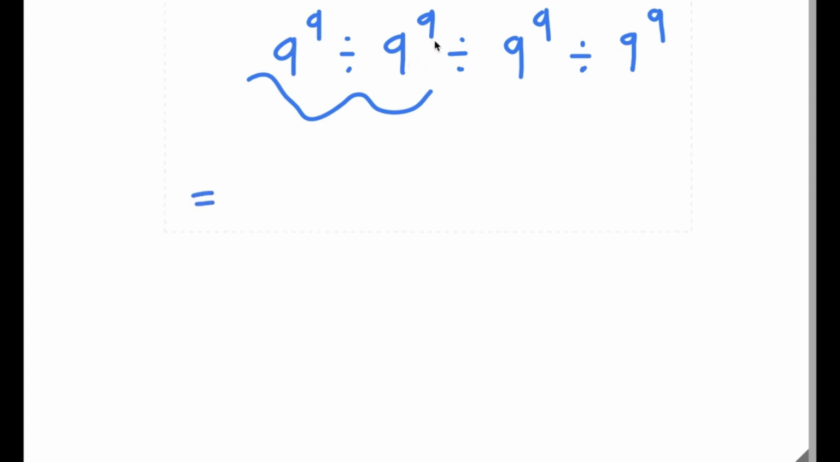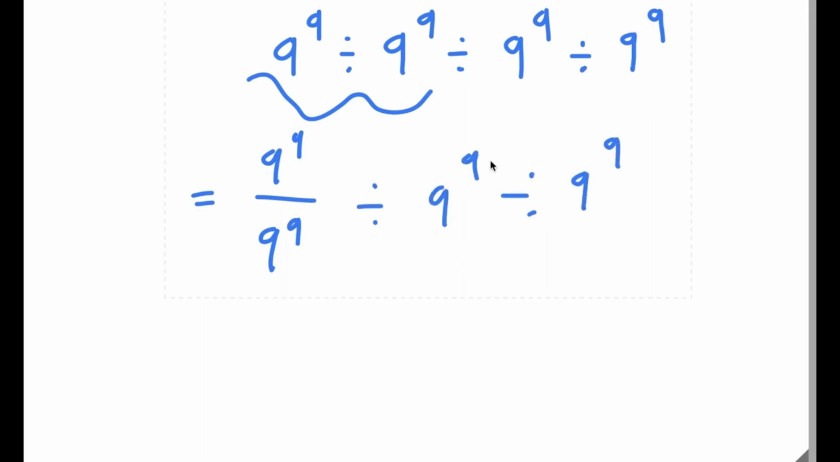Well, 9 to the power of 9 divided by 9 to the power of 9, that's simply 9 to the power of 9 over 9 to the power of 9. So I have this divided by 9 to the power of 9 divided by 9 to the power of 9. Now, remember, we have to go in order because of PEMDAS. So we can't just switch these out. We can't just do this divided by these two. We have to go in order. So what comes first is 9 to the power of 9 divided by 9 to the power of 9.